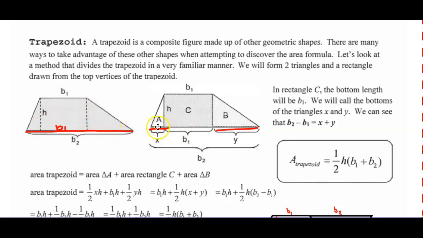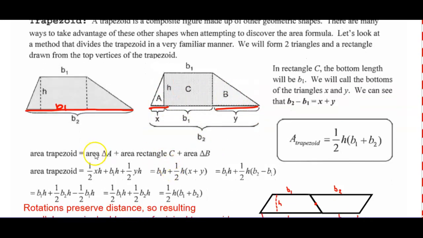And if we just call the triangles X and Y, then what we can say is that the base 2 minus base 1, right? If I had base 2 and I take out base 1, what I have is this X plus Y, and that's going to come up in a second. So we're splitting the base 2 into three separate sections, the rectangle base and the two triangle bases. All of them have the same height. All right, so the area of the trapezoid would be equal to the area of all three sections.